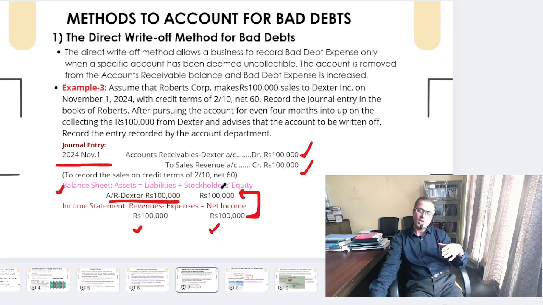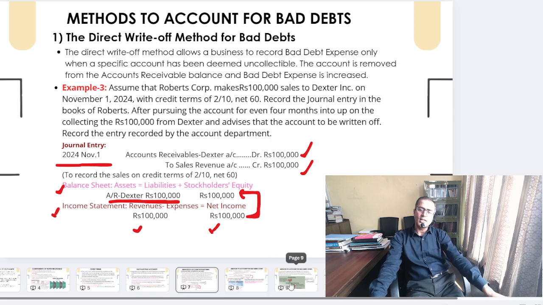Now you might have a question about how it is possible, right? Then in the income statement, look at this one: revenue minus expenses is the net income, right? So revenue itself is 1 lakh, based on your accrual accounting system, and this is your net income. So if we have a positive net income, your stockholder equity would also be positively affected, right? Now let's move to the other part.